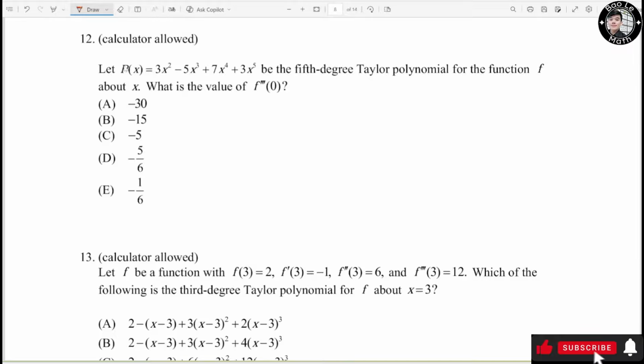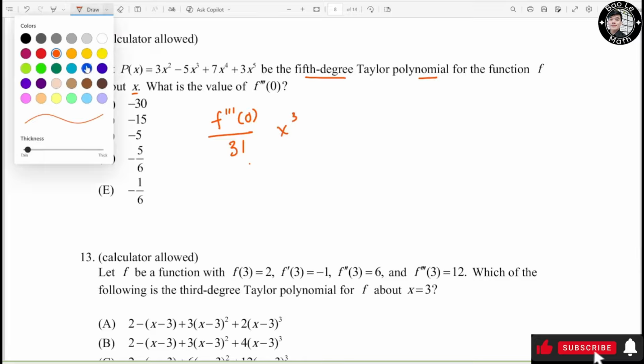Now let's move on to question 12. Let P of s equals 3s squared minus 5s cubed plus 7s to the 4 plus 3s to the 5th be the 5th degree Taylor polynomial for the function f about s equals 0. What is the value of f triple prime of 0? The coefficient of s cubed is given by f triple prime of 0 over 3 factorial in the Taylor polynomial expansion, right?